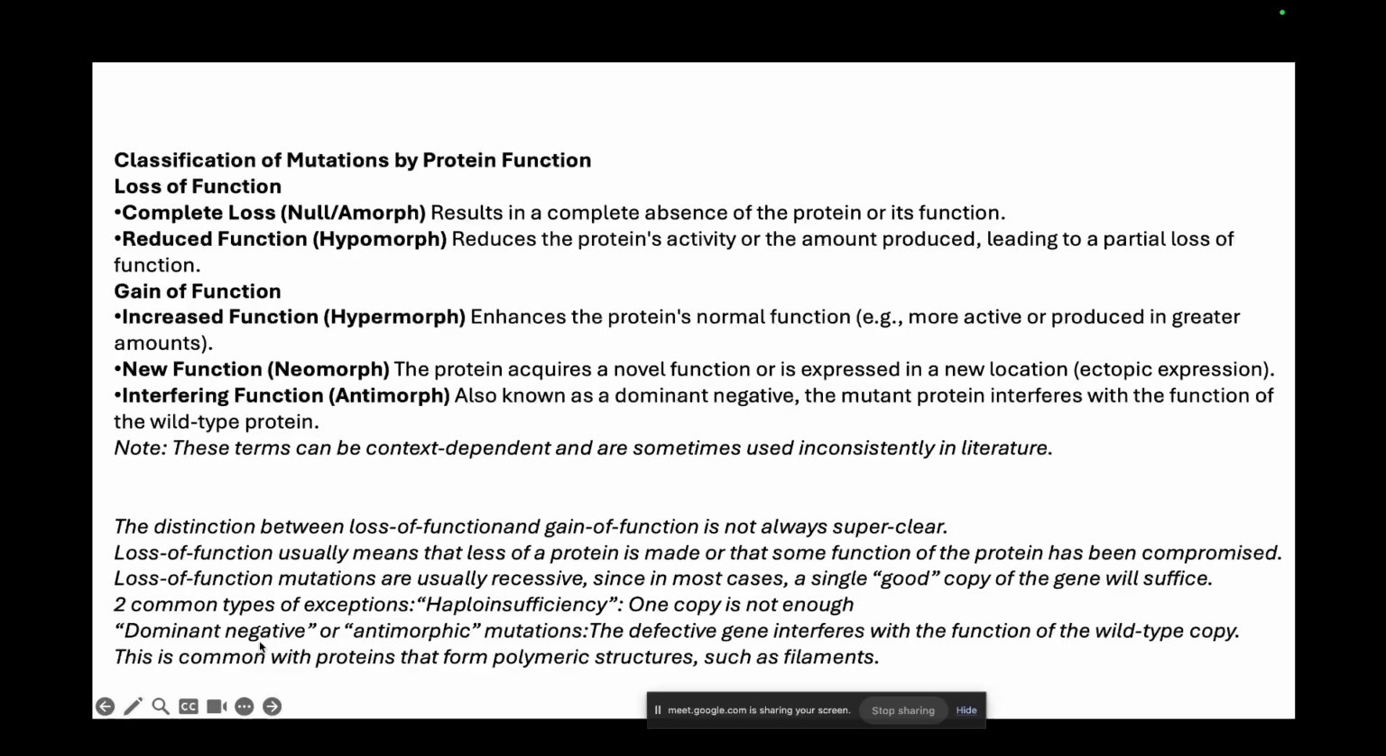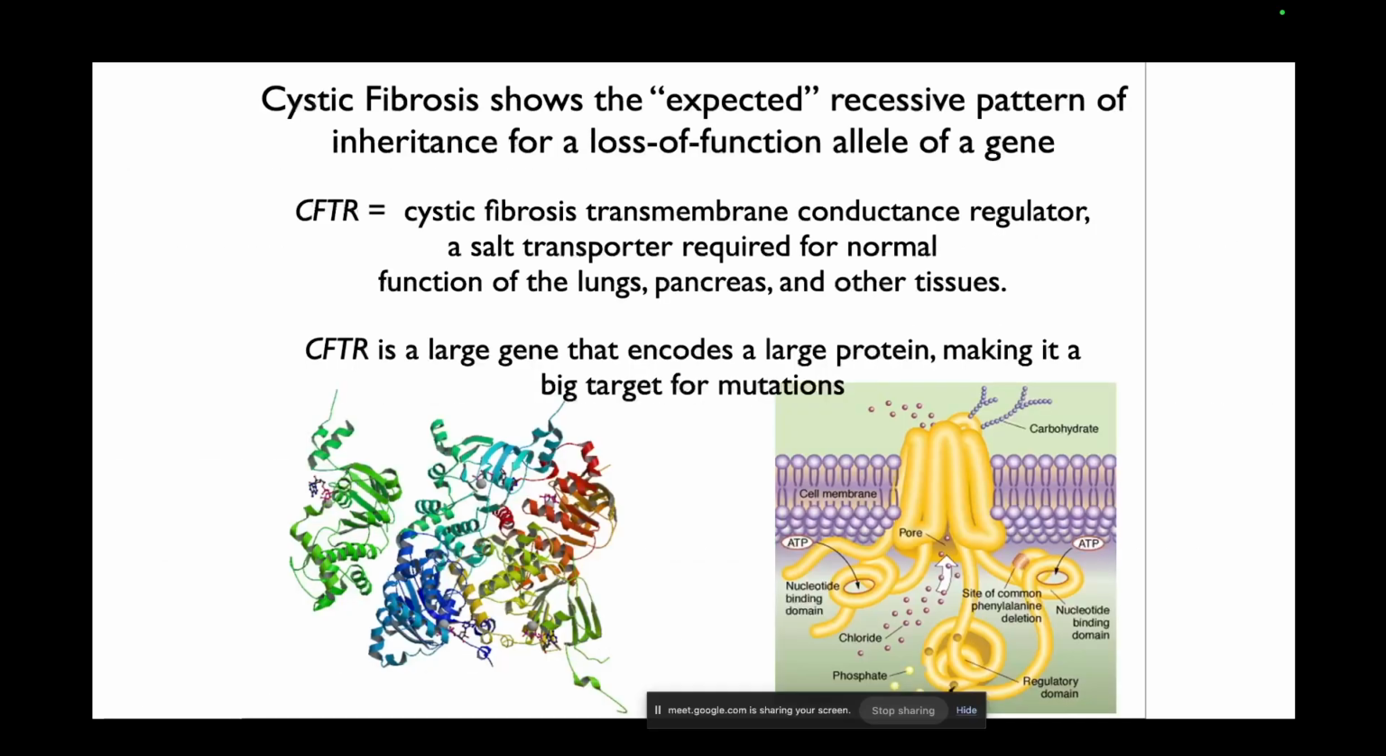The other exception is dominant negative, or as I was saying, the antimorph condition, where the defective gene interferes with the function of the wild type copy. This is common with proteins that form polymeric structures such as filaments.